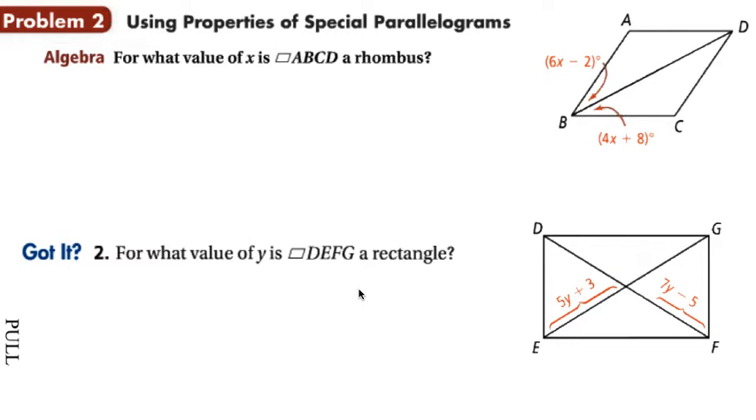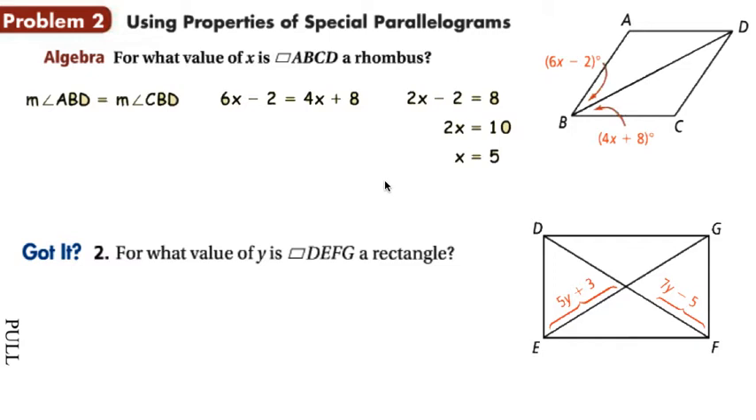Problem number 2 says, for what value of x is parallelogram ABCD a rhombus? Well, remember, the theorem says that the diagonal of the parallelogram must bisect the angle to be a rhombus, so we would have to set these two equal to each other. So we would get angle ABD would be congruent to angle CBD, and then substitute the algebraic expressions. 6x minus 2 equals 4x plus 8, and then solving that for x, we get x equal to 5.